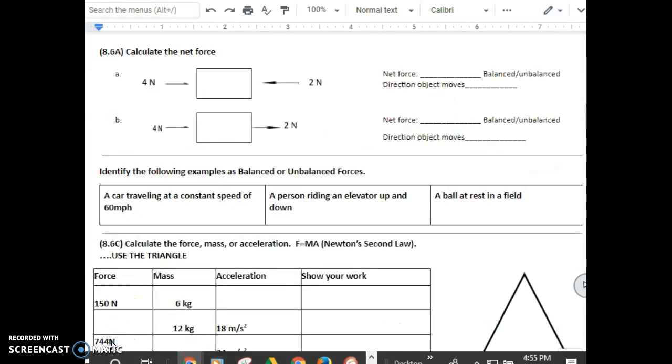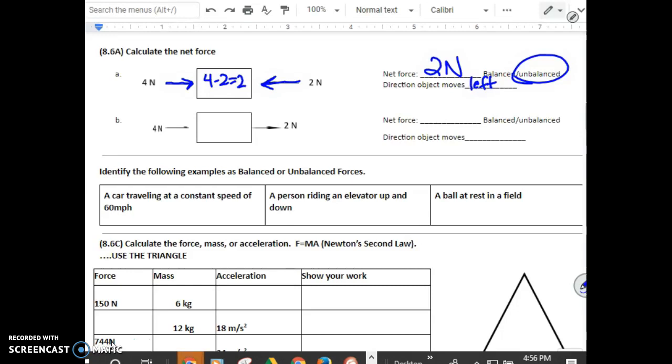All right, here we're calculating the net force. So we know that if they are traveling in the same direction, we add them together, or if we are traveling in opposite directions, we subtract them. These are traveling in opposite directions. I'm just going to make these a little bit bigger arrows. These are working against each other, so 4 minus 2 has a net force of 2 newtons. That would be considered unbalanced because it is moving. We cannot assume it's moving at a constant speed, so the direction the object moves is going to be left, and it is considered unbalanced.